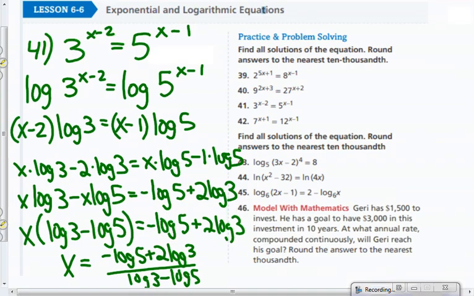So when we go back to the problem, we now think that x is negative 1.151. So how could I check it? Right. Take 3 to the negative 1.151 minus 2, and then take 5 to the negative 1.151 minus 1, and make sure they're similar in answers. Okay? That's how you can check your work.